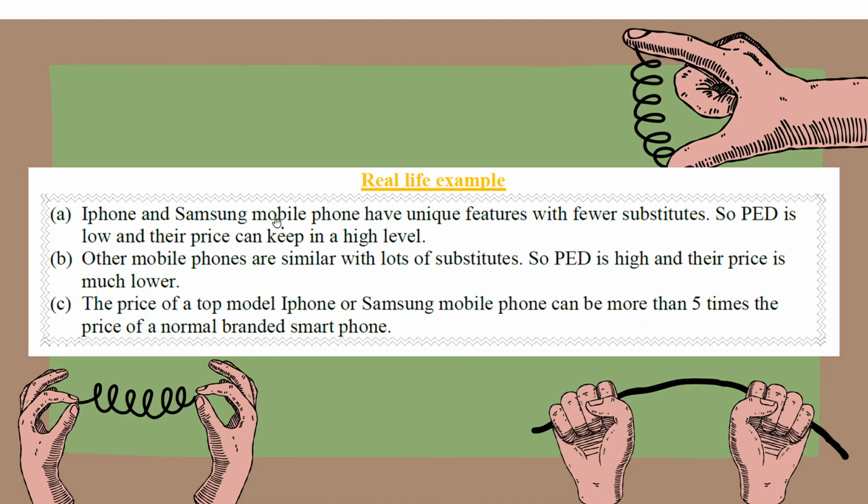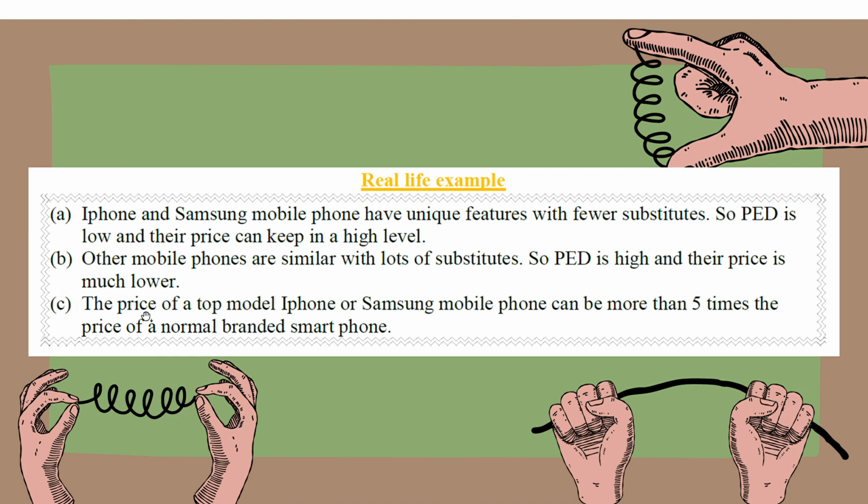For example, some brand names of phones, iPhone and Samsung phones, have unique features and fewer substitutes, so the price elasticity of demand is low, and the price can be kept at a high level. But other phones, in the blue sea, compete with each other. They have great competition among themselves. They're very similar, actually. So the price elasticity of demand is high and the price is much lower.